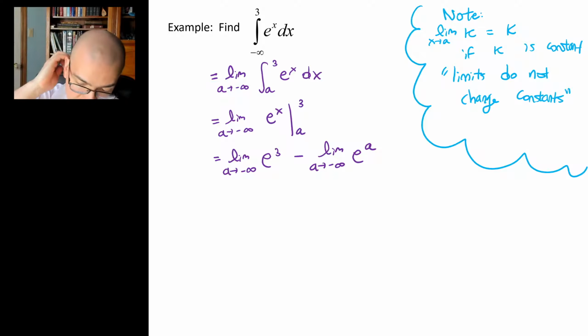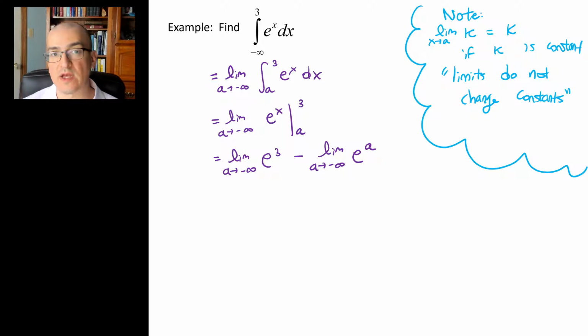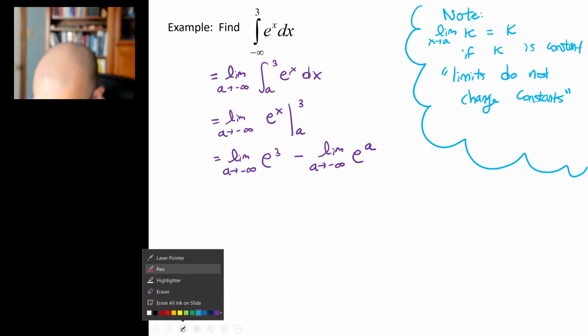The instruction to evaluate a particular x value means replace all the x's with that number. The limit instruction is similar. Take the limit as all the x values approach that number. If there are no x values, then there's nothing to do. In the case we have here, there's no a values in e to the power of 3, so there's nothing to do there. It's just e to the power of 3.